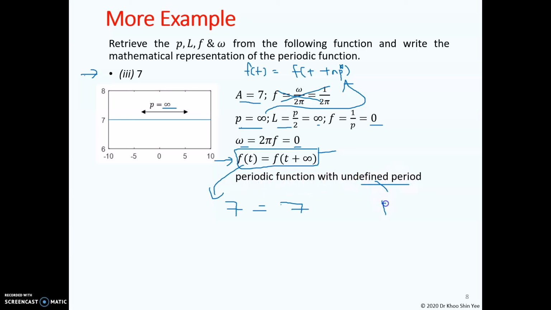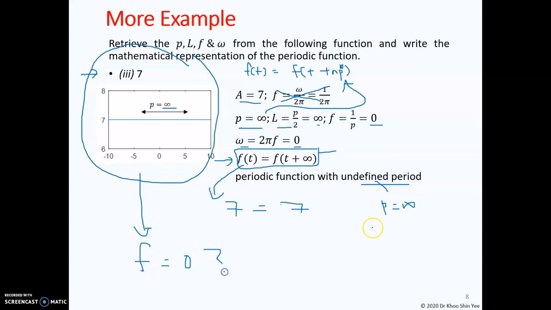There is the period equal to infinity. And it's very important for you to understand, for a constant, the frequency is equal to 0. Why? Because the period is undefined, which is infinity. So the frequency is equal to 1 over infinity, which is 0.